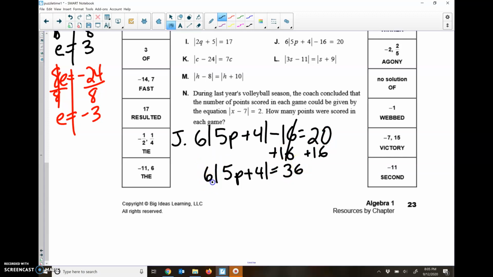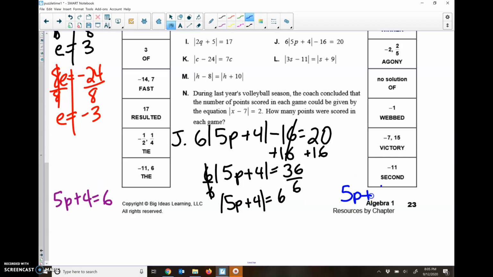Okay, then I got 6 times all that. So we're going to divide. So then I got 5p plus 4. 36 divided by 6 is 6. Okay, now our absolute value is by itself. So now I can write my two equations. So let's not do yellow. That's probably hard to see. So 5p plus 4 equals 6. And then we got 5p plus 4 equals a negative 6.